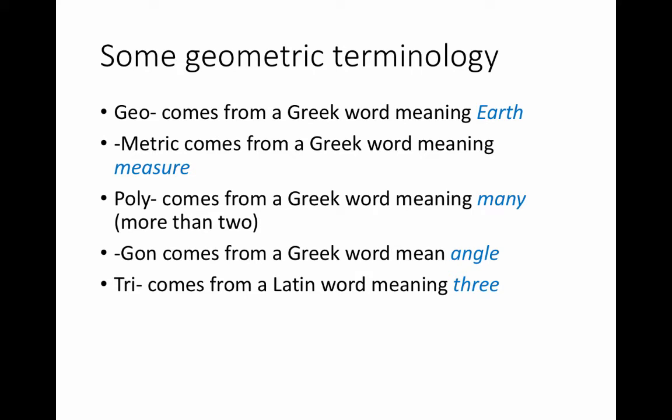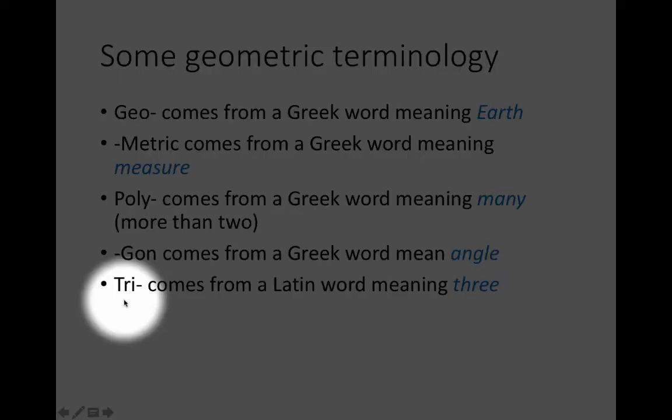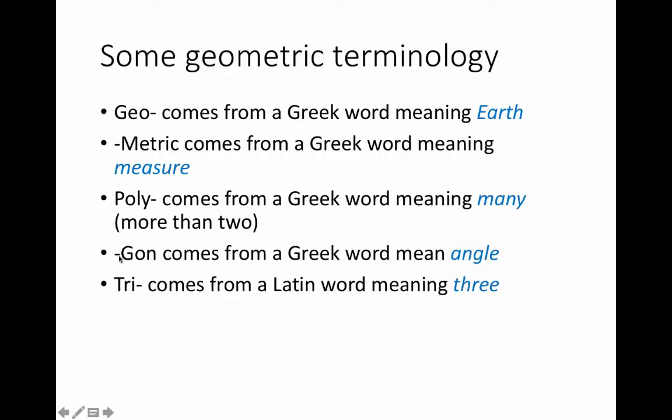Tri comes from a Latin word meaning three. So a triangle has three angles. You will also sometimes see a triangle called a trigon. Trigon and triangle mean the same thing, a geometric shape with three angles.